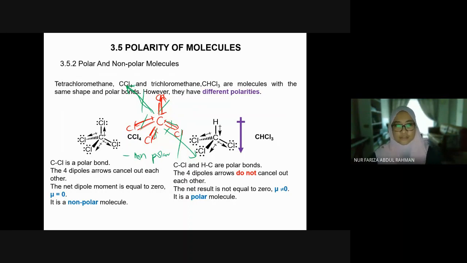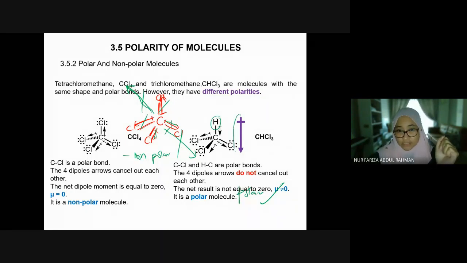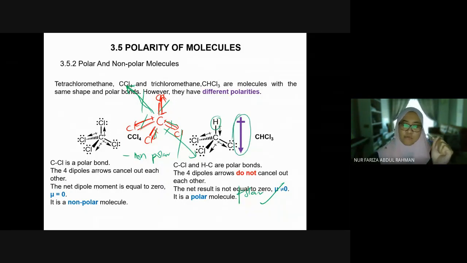So these are vectors. If any of the Cl is now replaced with hydrogen, it will automatically become polar. You will know it, so just answer polar first. You will get marks there, half or 1 mark. Normally, if you say polar, there must be a net dipole moment, so we want to know the direction of the net dipole moment. We go based on your drawing.